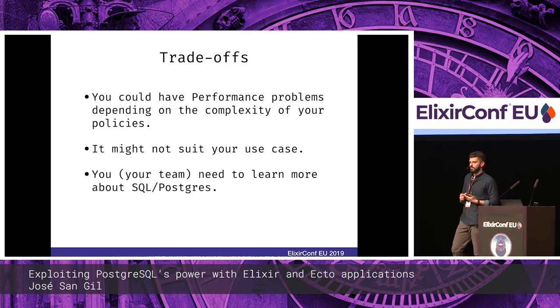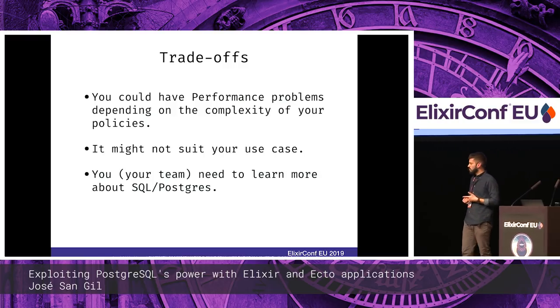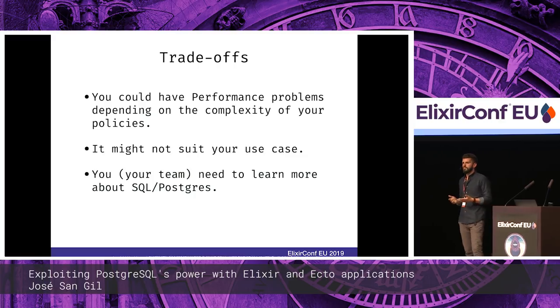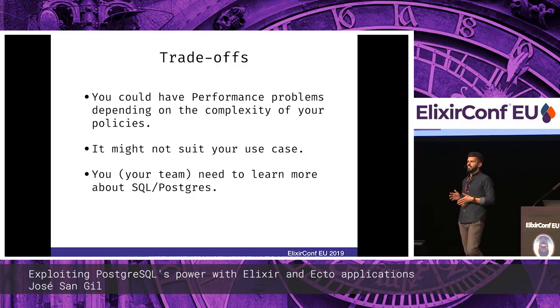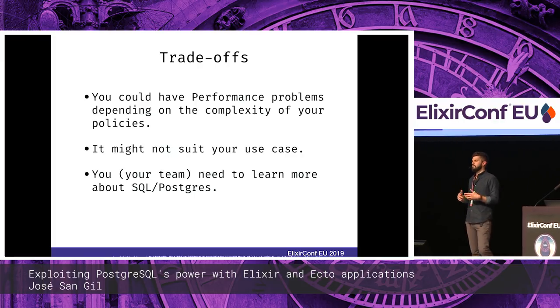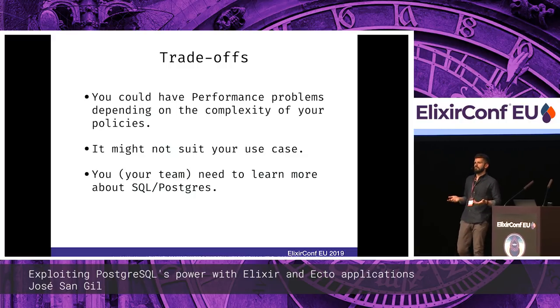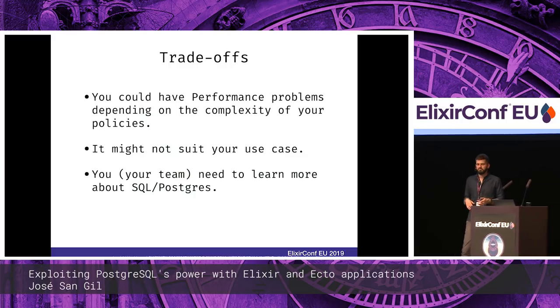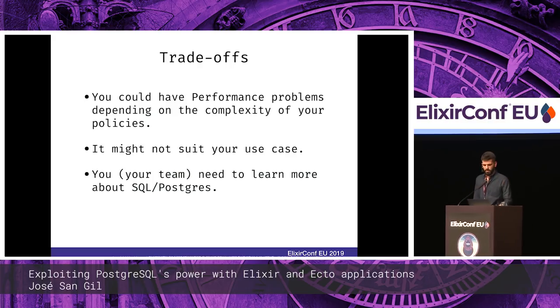And the third point is that you and your team need to learn more about SQL and Postgres. We sometimes have to learn so many things that it could feel a little bit overwhelming, but I feel that this is not 100% a trade-off. It's like saying that learning Elixir or learning OTP is a trade-off because it's more things to learn. If you're doing Elixir and you learn OTP, you have some benefits or advantages from that. So I think it's more or less the same case.